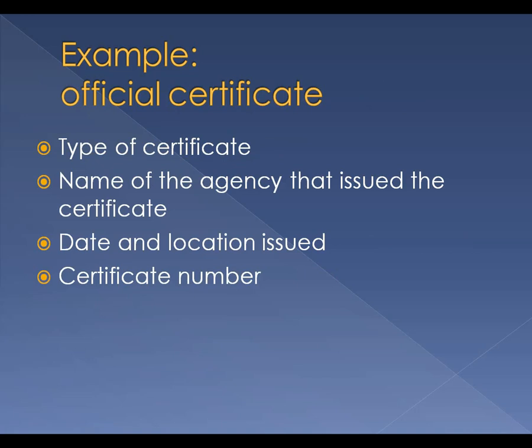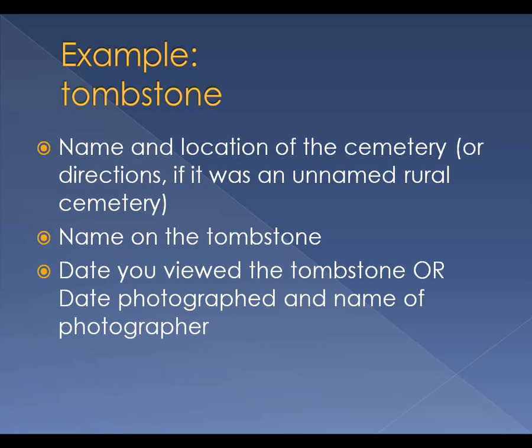For an official certificate, list down what type of certificate it is, the name of the agency that issued the certificate, the Bureau of Health, for example, the date and the location that it was issued, and the certificate number. A tombstone. List the name and location of the cemetery. If it's one of these small, unnamed rural cemeteries that don't have a published name, you're going to want to list directions to get to it. List the name that was on the tombstone, the date you viewed the tombstone or the date the tombstone was photographed, and the name of the photographer. Sadly, a tombstone may exist today, and in a few decades it may no longer be available.